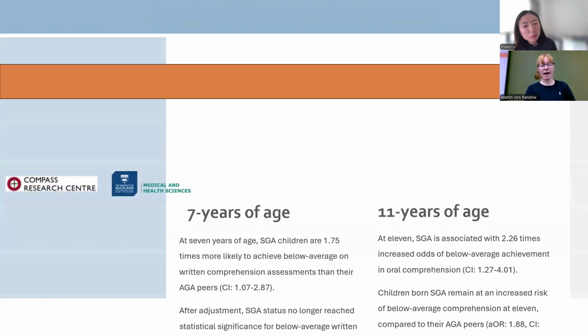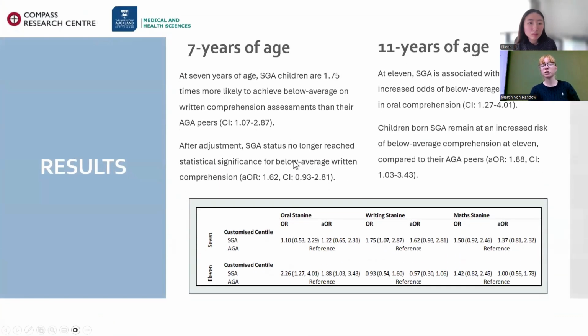So our results. At 7 years of age, we found that small children are 1.75 times more likely to achieve below average in written comprehension, but that once we adjusted for confounding, that effect was no longer significant. So that's here. And then at 11 years of age, we found that small for gestational age infants are 2.2 times more likely to achieve below average in oral comprehension. And when we adjusted for confounding, we did find that this effect remained significant, but the effect size shrunk quite a bit.